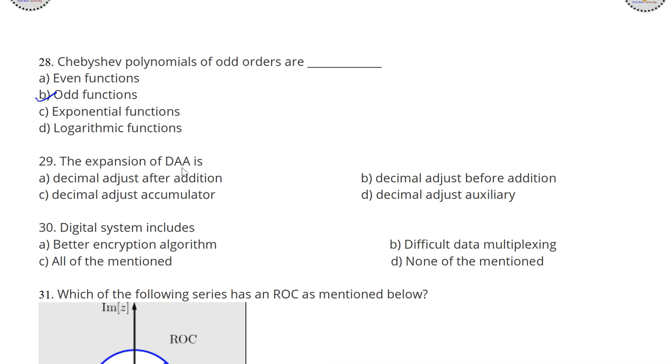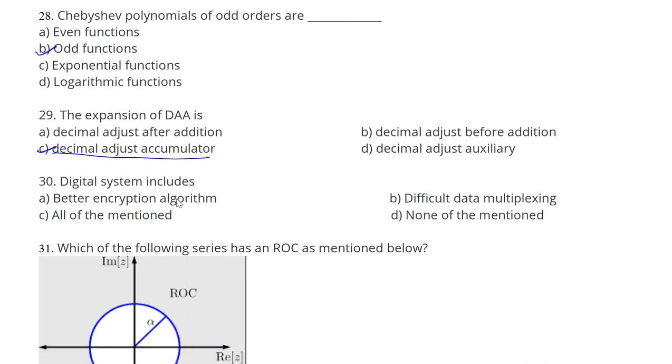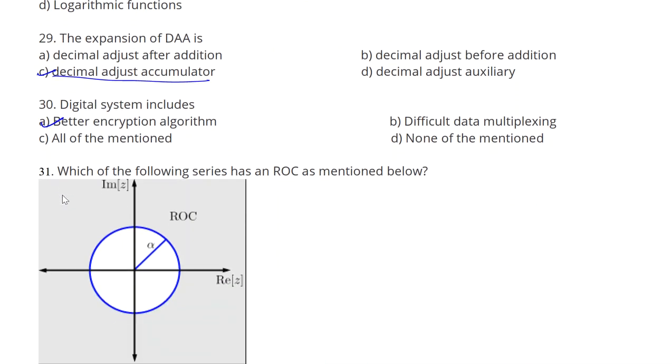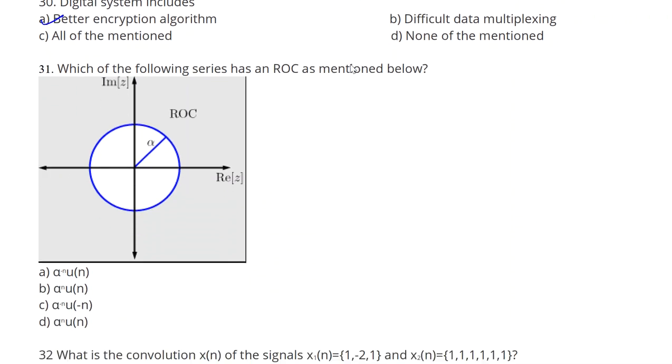The expansion of DA is. So DA is nothing but decimal adjust accumulator here. Next one. The digital system includes. So digital system includes better encryption and easier data manipulation. Okay, the answer is better encryption algorithm. Next one. Which of the following series has the ROC as mentioned below? So it is alpha to the power n into u of n here.